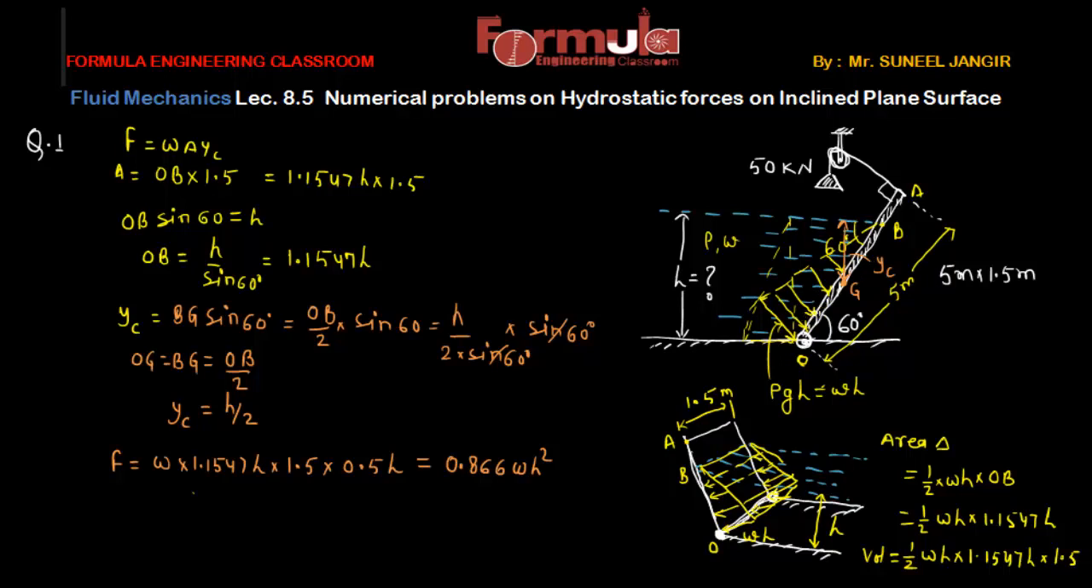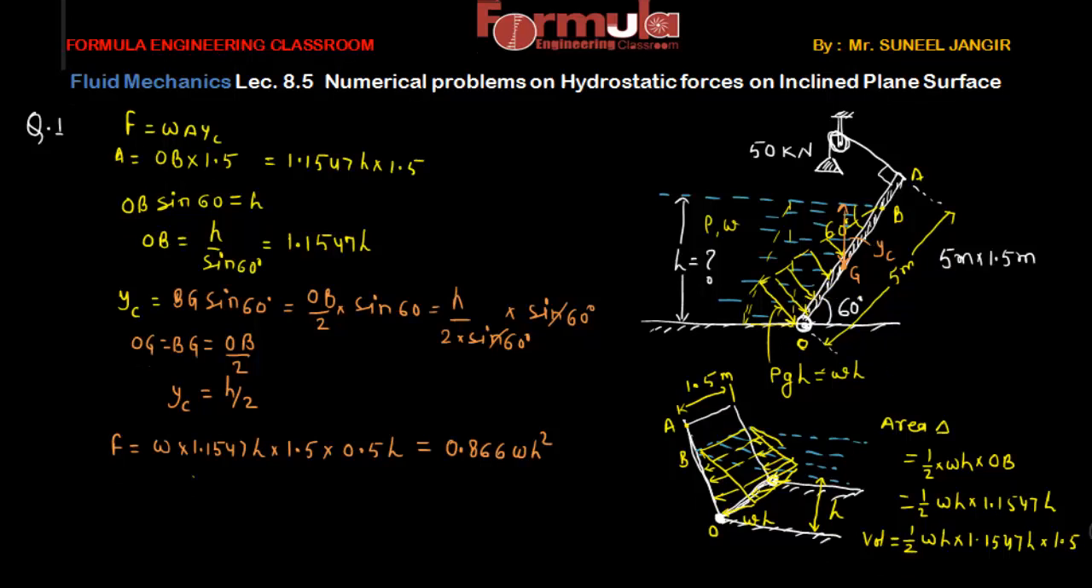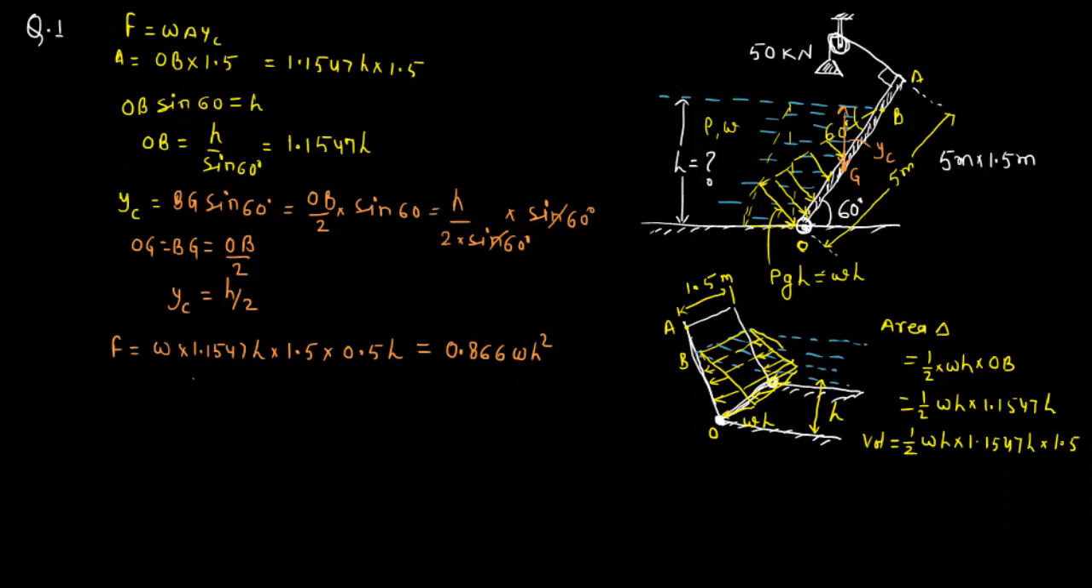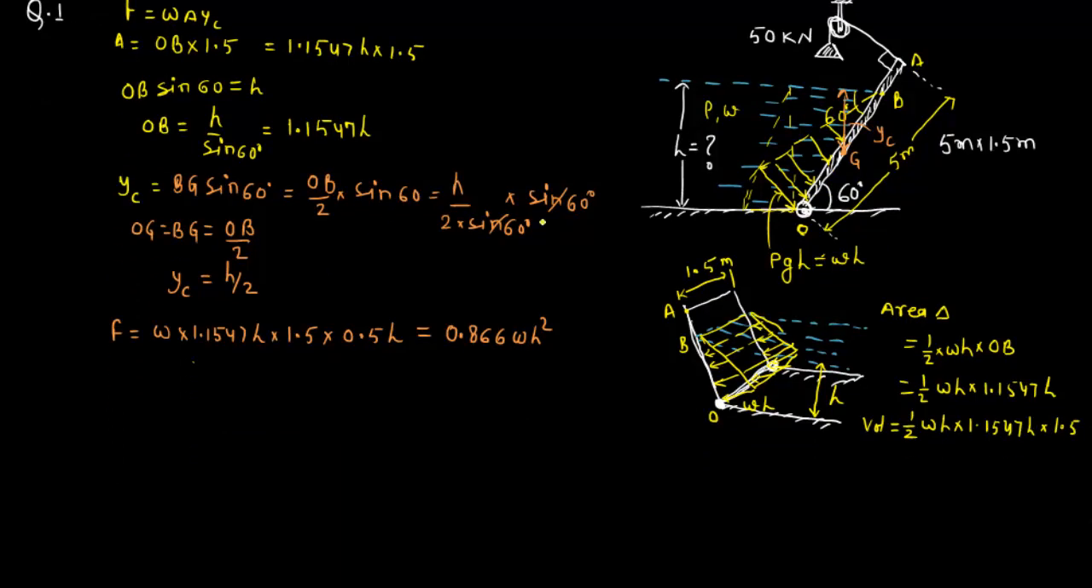Next we have to find out the center of pressure, or the point of action of this force. Let me say this is the resultant force acting over here. This is our F that we calculated, 0.866 WH square. So this is acting over here at the center of pressure.